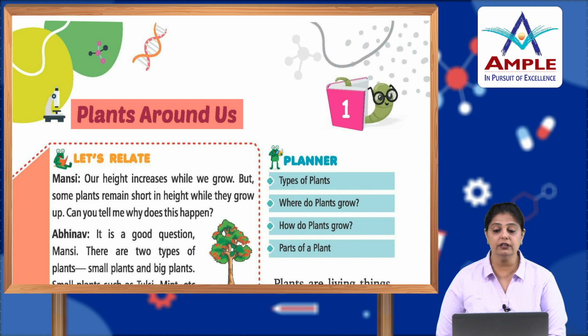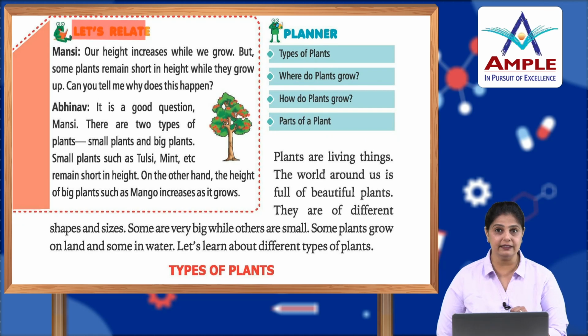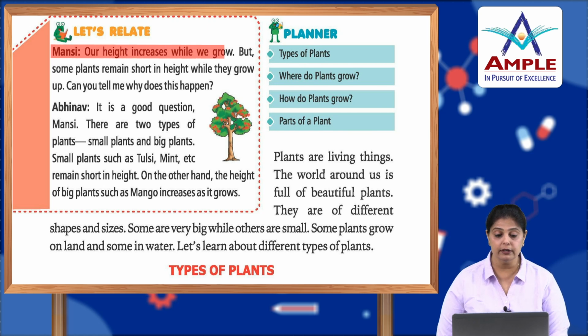Okay? So children, we plan to look at the different types of plants, where plants grow, how plants grow, and parts of a plant in this chapter. Now, let's relate this and look at this conversation, and listen to them. Mansi says, our height increases while we grow, but some plants remain short in height while they grow up. Can you tell me why does this happen?